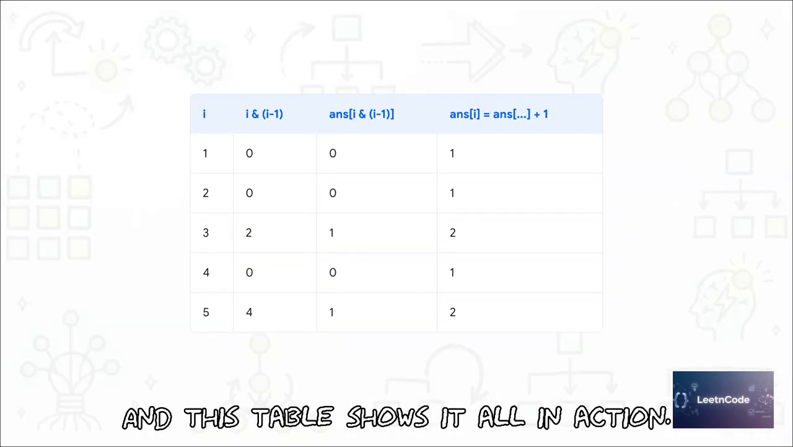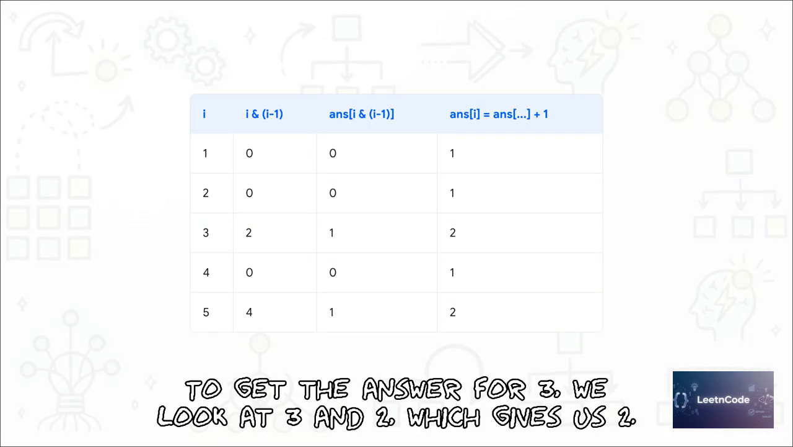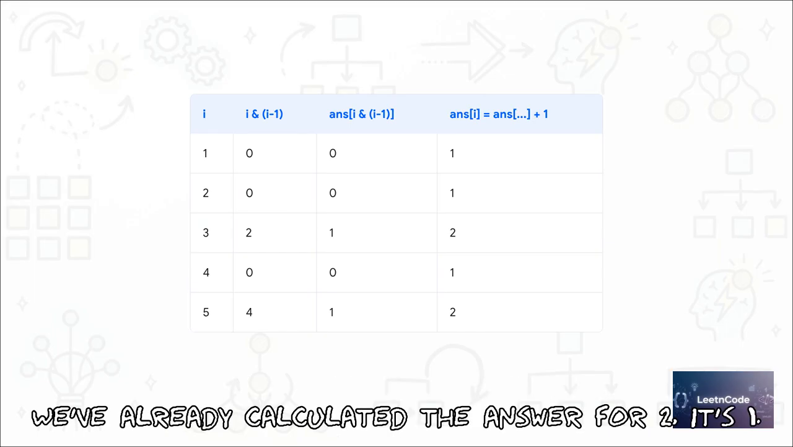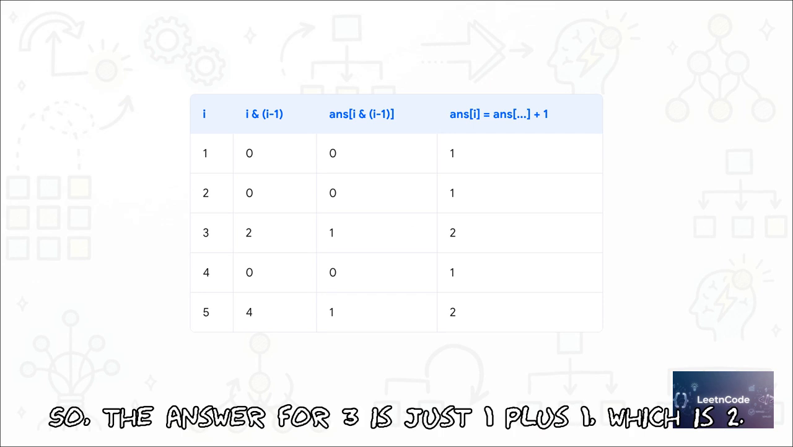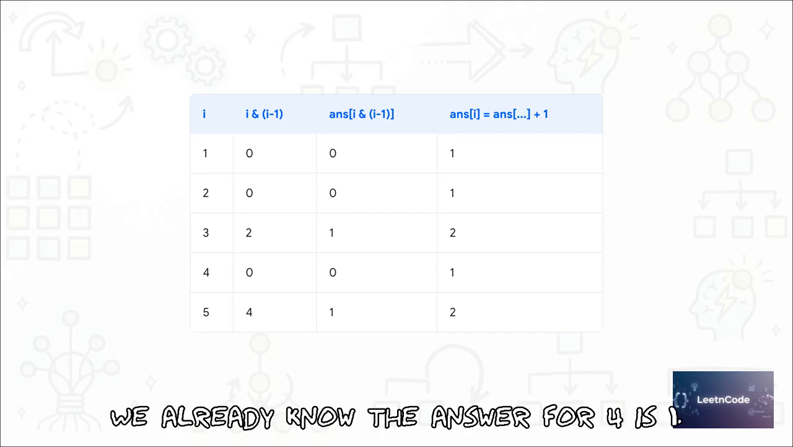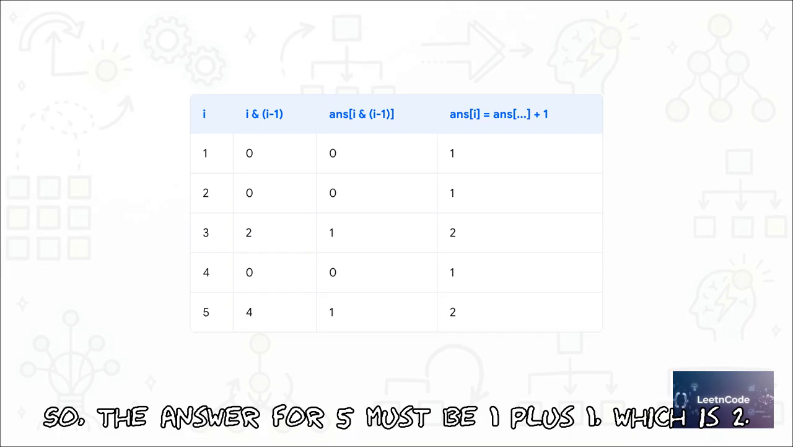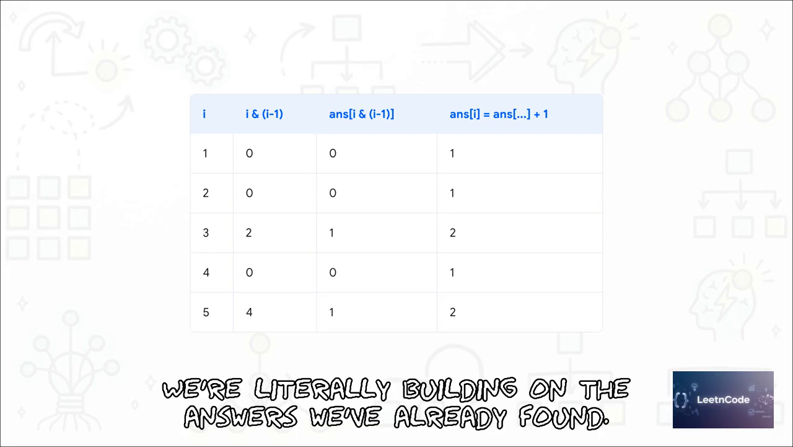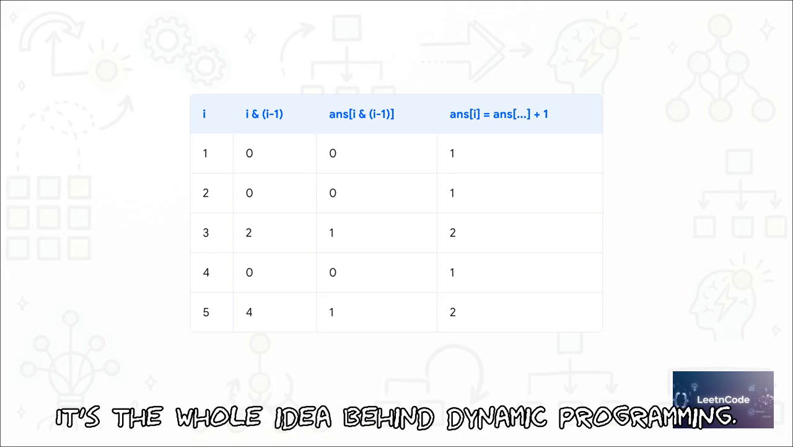And this table shows it all in action. To get the answer for 3, we look at 3 & 2, which gives us 2. We've already calculated the answer for 2, it's 1. So the answer for 3 is just 1 plus 1, which is 2. Let's do 5. We look at 5 & 4, which gives us 4. We already know the answer for 4 is 1. So the answer for 5 must be 1 plus 1, which is 2. We're literally building on the answers we've already found. It's the whole idea behind dynamic programming.